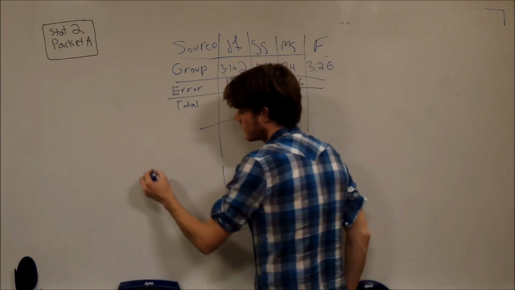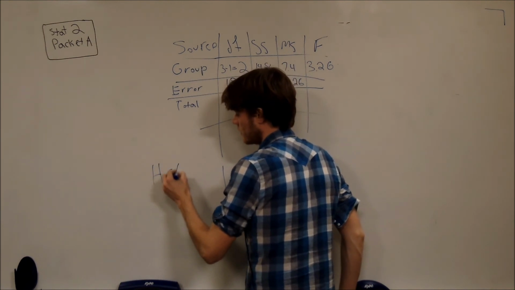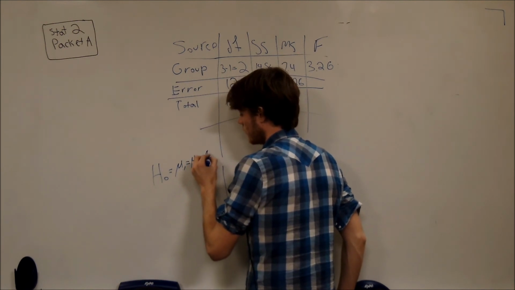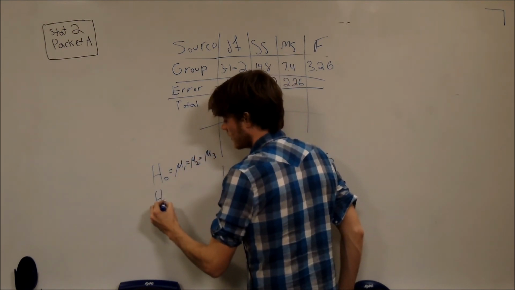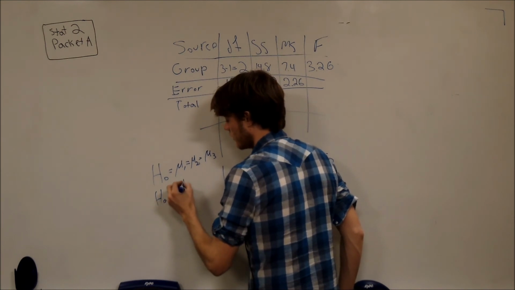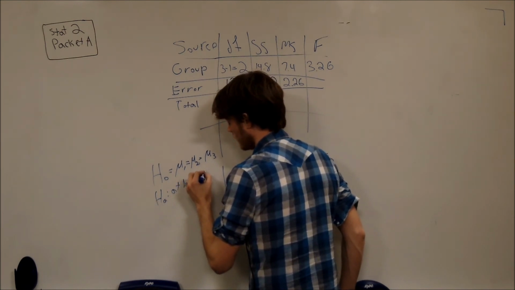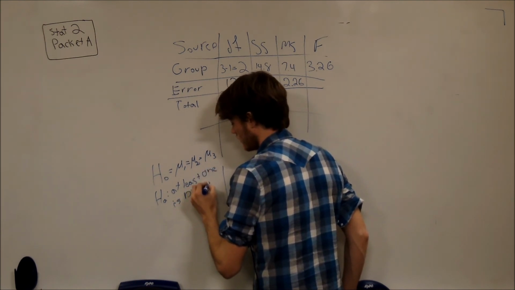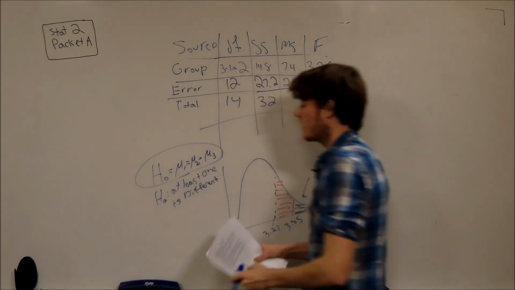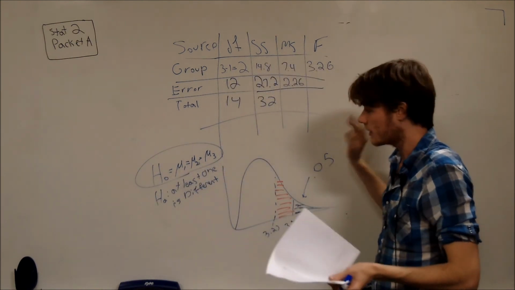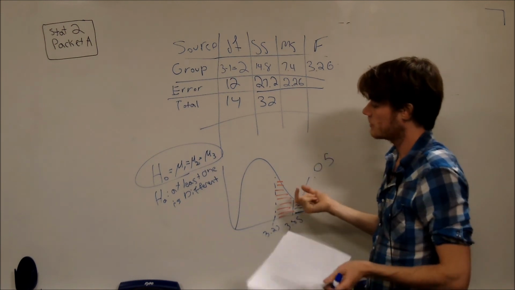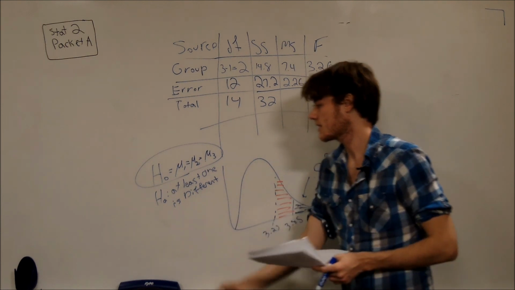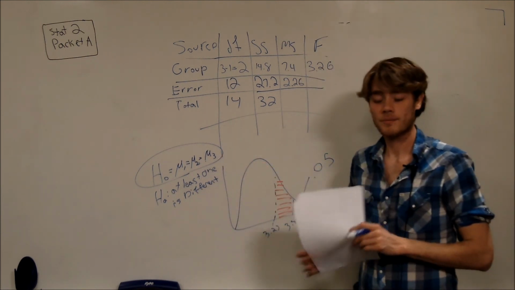Remember, we're answering this hypothesis: mu1 equals mu2 equals mu3, and HA is that at least one is different. We found that even though group C had a pretty big mean, it wasn't big enough to say there was a difference. Maybe we want to collect more data to see. It's a pretty small sample, but we don't reject. And that is the conclusion.